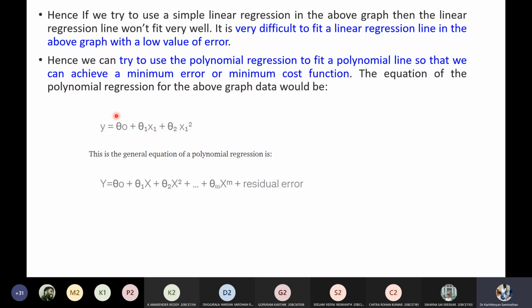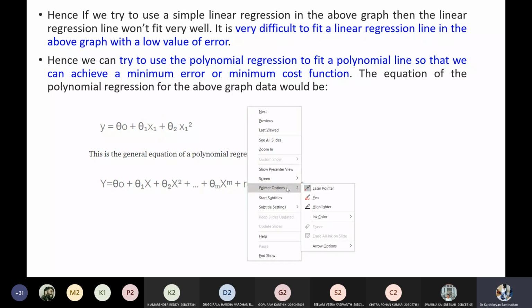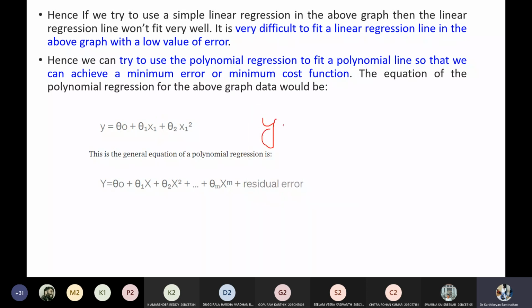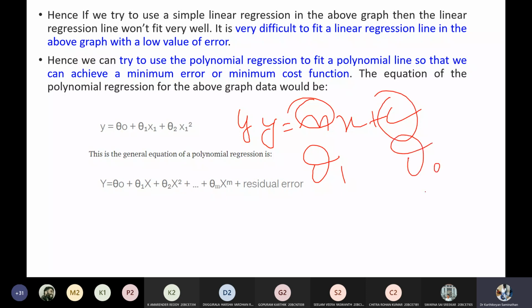Generally, you can say y is equal to theta 0 plus theta 1 x. As in school practice, we will write it as y = mx + c. Here m is nothing but your theta 1, y is y, and the constant c is nothing but theta 0. Now this is x to the power 1.